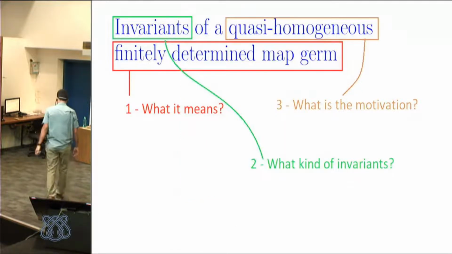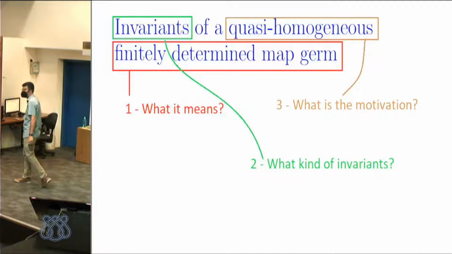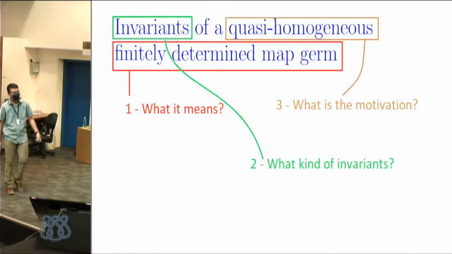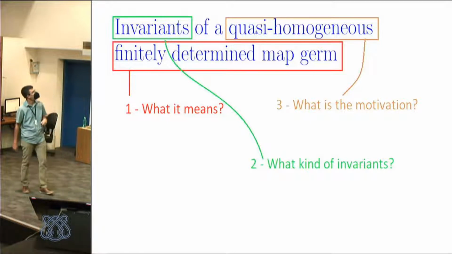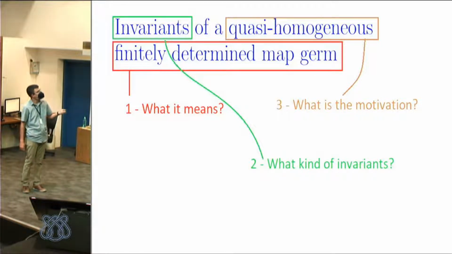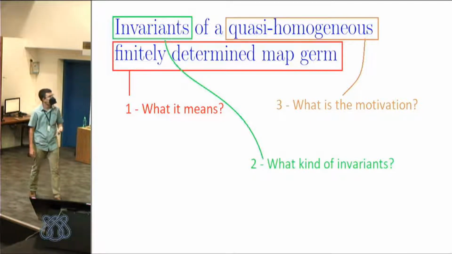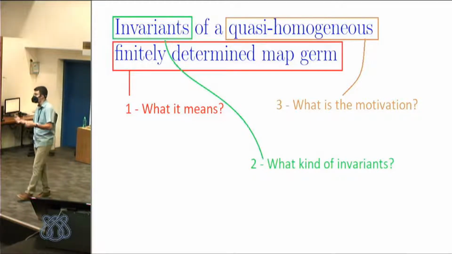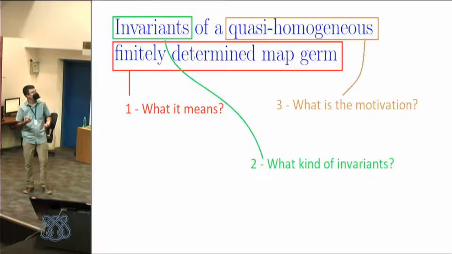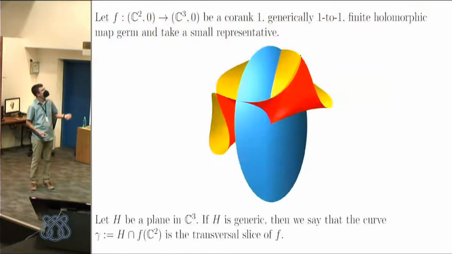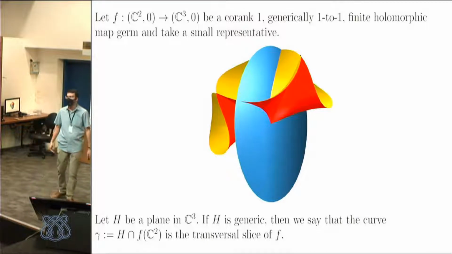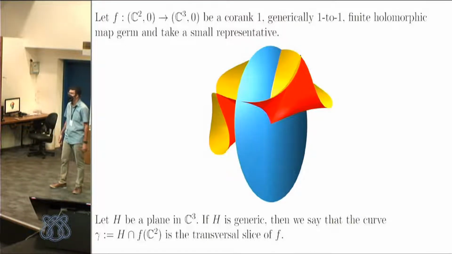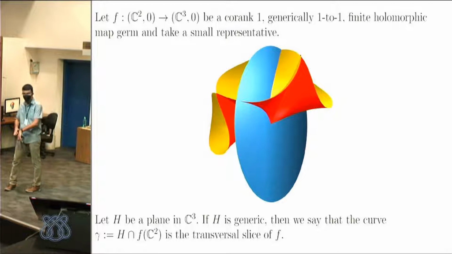Now we have the notion of finitely determinate map germ. We have a revision of this notion, and we saw 2 invariants, the number of cross-caps and the number of triple points. So I would like to define one more invariant. To do this, it's convenient now to define what is the transversal slice of a map germ. Okay.